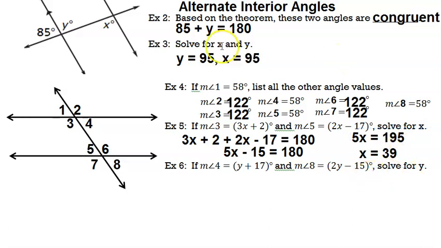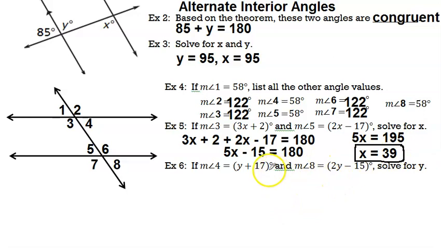Now, it did not say to figure out what angles 3 and 5 were. Obviously, if you needed to, you could just take that 39, you could plug it in. This would end up being 119, and this would end up being 61. It did not ask that, so I'm not going to worry about it right now, but you would just, like I said, plug it in if you wanted more information.